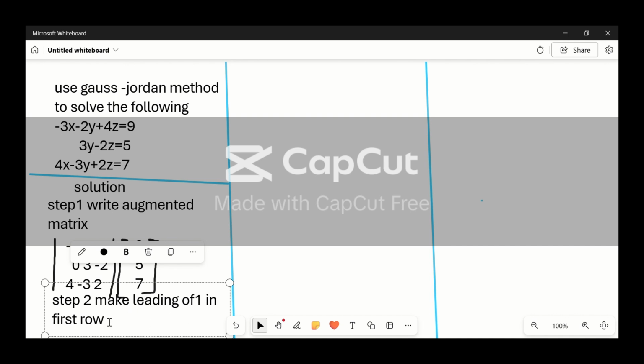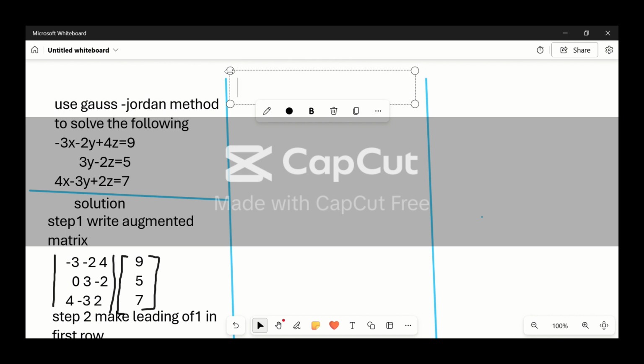So in the first row, to make the leading 1, we can take row 1 will be equal to 1 over -3 times row 1. You multiply by row 1. So this is the operation you can use here.